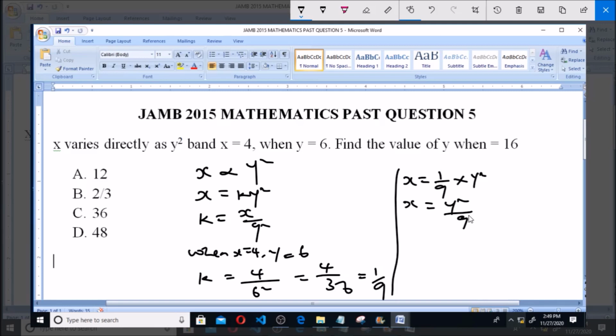Now we're asked to find what? We're asked to find y when x equals 16. So that means 16 is equal to y square all over 9. Now y square is equal to 16 multiplied by 9, which is equal to 144. Then y is equal to the square root of 144, and that is equal to 12.